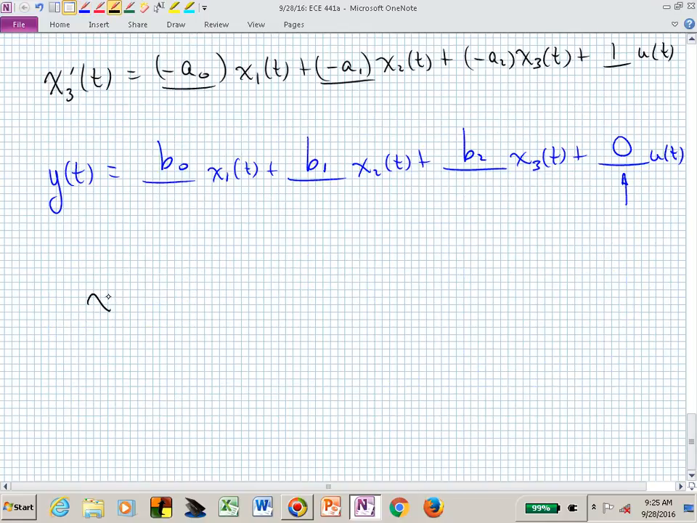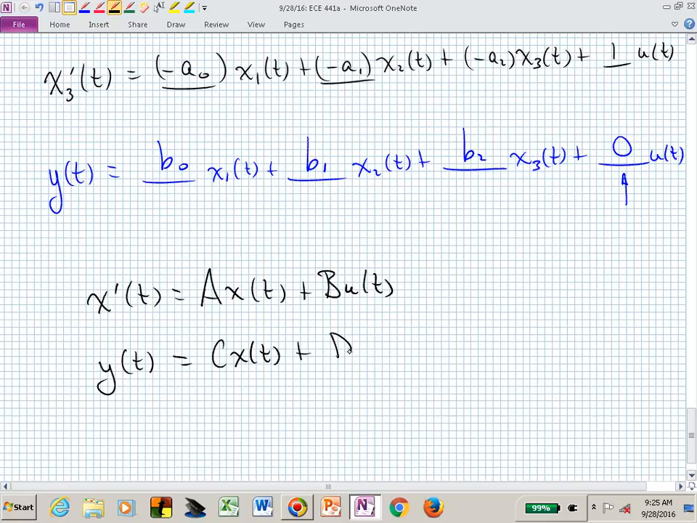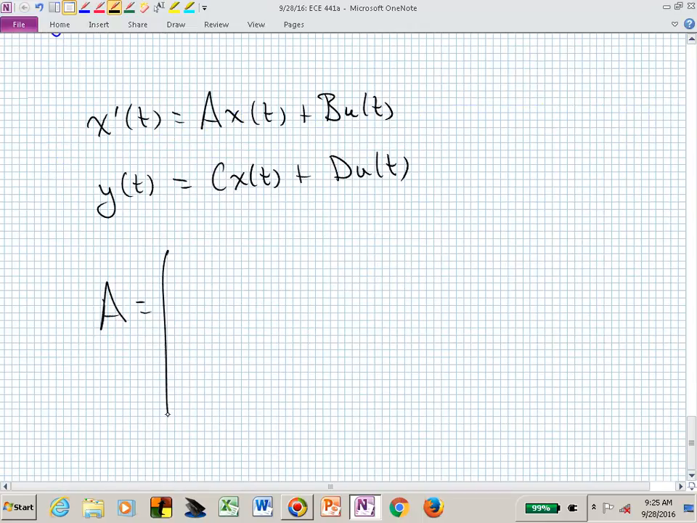Meaning we now can write down x prime of t is equal to A x of t plus B u of t. y of t is equal to C x of t plus D u of t. Populating those matrices, A has a nice structure. What's the top row in A? It picked off x2, didn't it? The second row picked off x sub 3, and the last row is where we had most of the business going on, and that was these negative coefficients, a sub 0, a1, a sub 2.